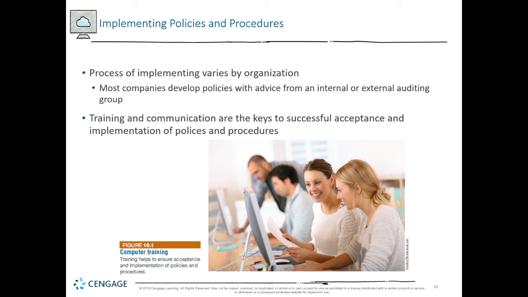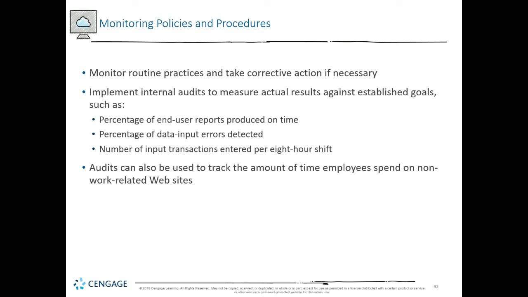Implementing policies and procedures. The process of implementing varies by organization. Most companies develop policies with advice from internal and external auditing groups. Training and communication are key to the successful implementation of policy. Figure 10, computer training. Training helps ensure acceptance and implementation of policies and procedures.